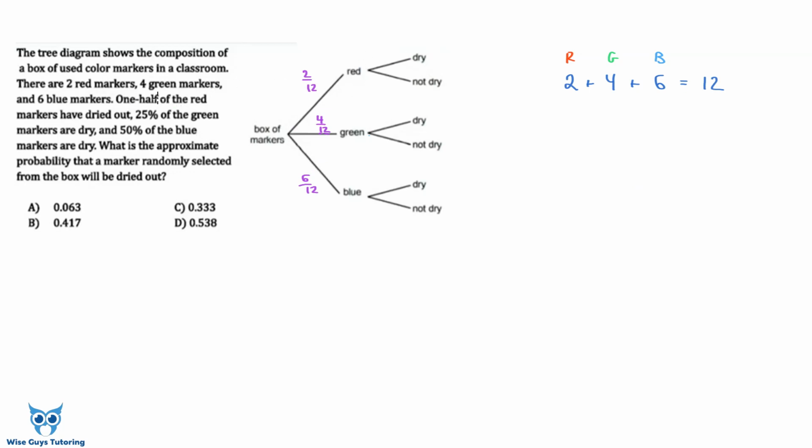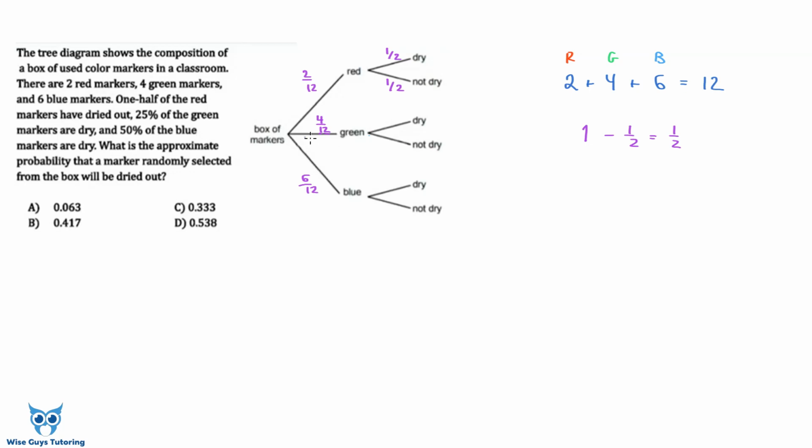Now here it says 1/2 of the red markers have dried out. That means that 1/2 is the probability that the one I chose will be dry. And since there's only 2 possibilities, dry or not dry, and we know that they must equal 1, then the not dry will be 1 minus 1/2. And this is just equal to 1/2. So the probability of it being not dry is 1/2. Remember, together they have to equal 1.